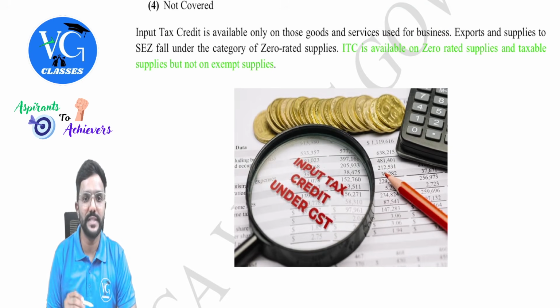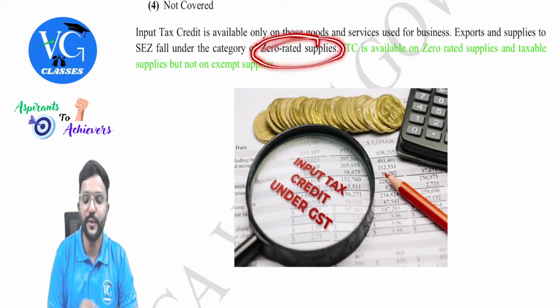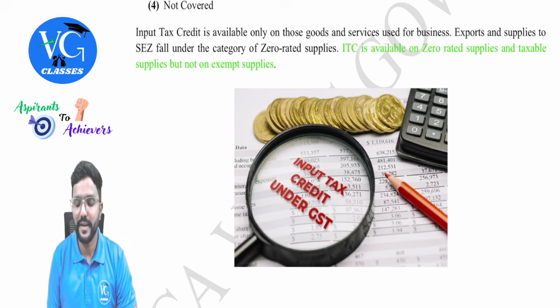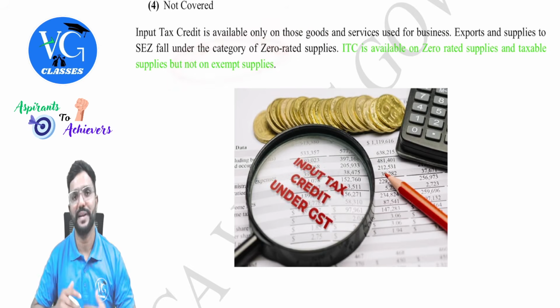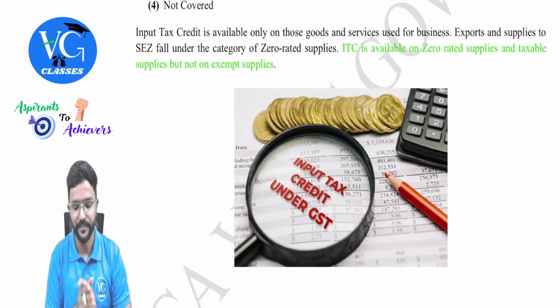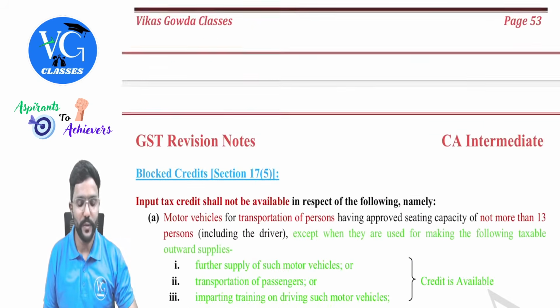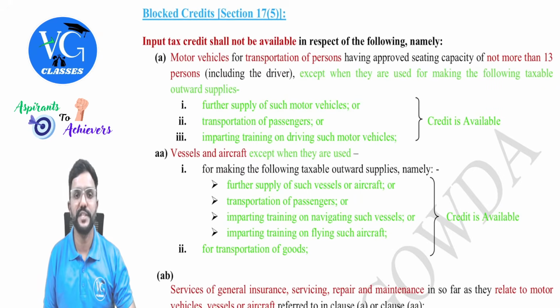Exports and supplies to SEZ fall under the category of what? Zero rated supplies. ITC is available on zero rated supply and taxable supply, but not on exempt supply, guys, which I already explained. Okay. Now coming to 17 subsection 5, which is important, guys.